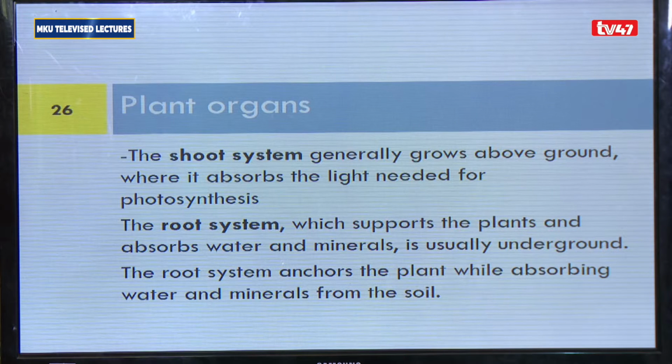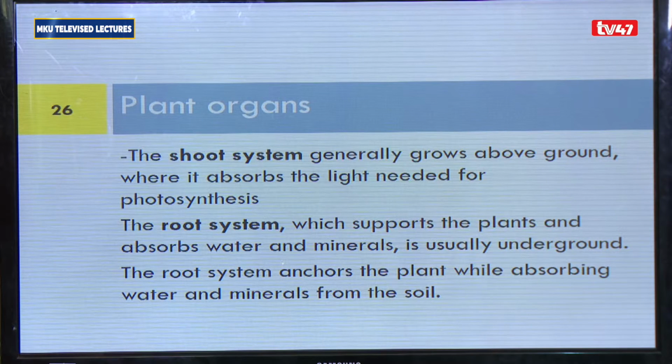Now, the root system basically comprises the roots, that is the main organ found there, and the root plays the role of providing anchorage of the plant, so it anchors the plant to the soil, and it also plays the role of absorption of water and mineral salts. And basically, for the organs of the plant, that is mainly what we have.